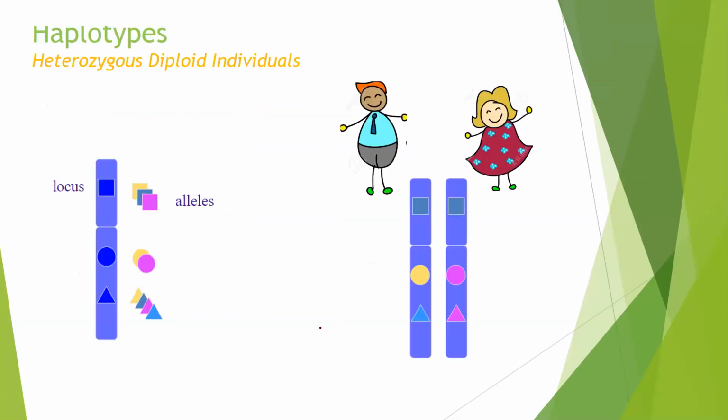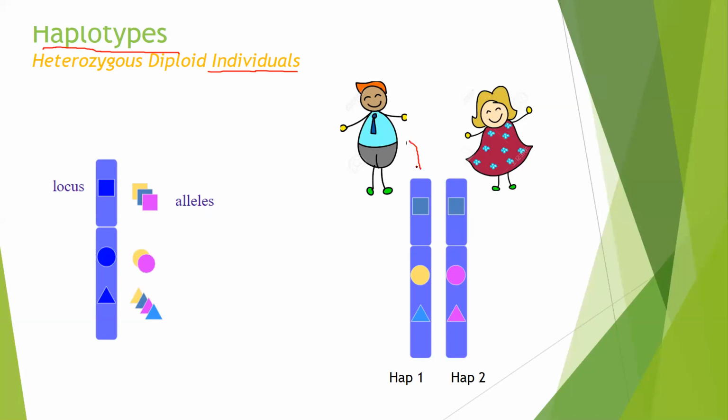So the next important concept is haplotype. Haplotype means the genotypes or the alleles that are inherited together. If we talk about any individual, for example, a human being, we have two chromosomes, right? Let's talk about chromosomes. So we have two chromosomes.